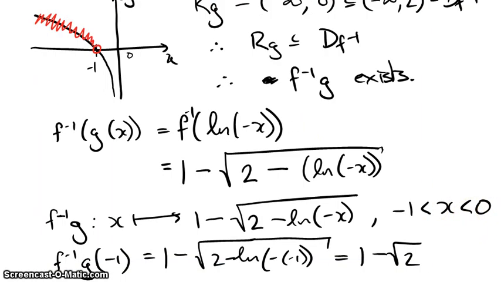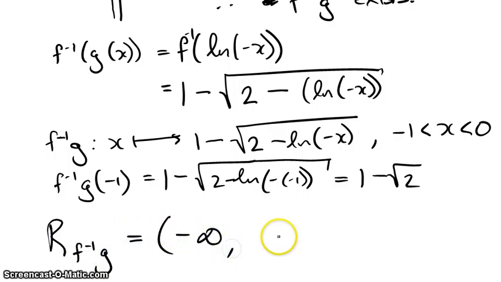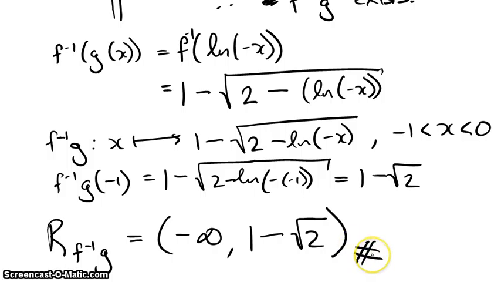So now that we know what it is exactly, with the help of both our graphing calculator and the function that we've just found, we can comfortably say that the range of f inverse g is equal to, we saw that it went all the way down to negative infinity, it went up to negative 0.414, which is the value 1 minus square root 2. So that is the final answer, and that concludes this question.